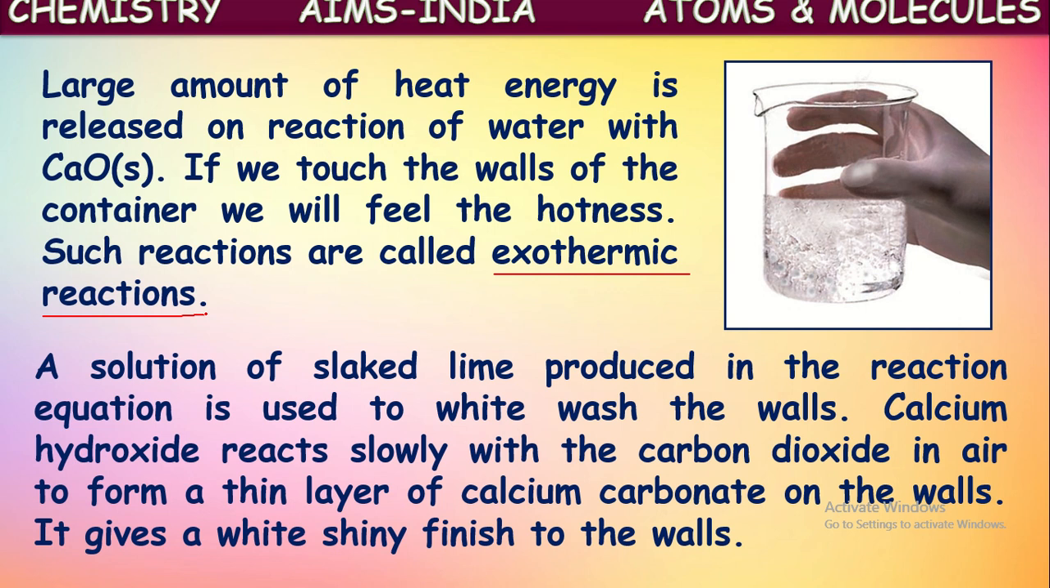So the calcium hydroxide applied onto the walls slowly reacts with the atmospheric carbon dioxide and finally forms calcium carbonate. This calcium carbonate layer gives a shiny finishing to the white finishing to the walls. Anyhow, it is an exothermic reaction as heat energy is evolved.